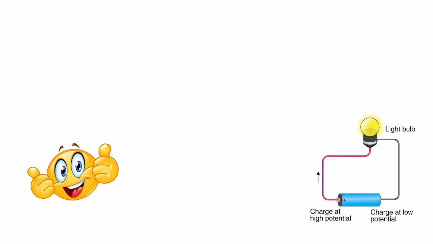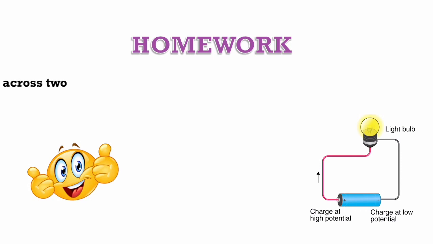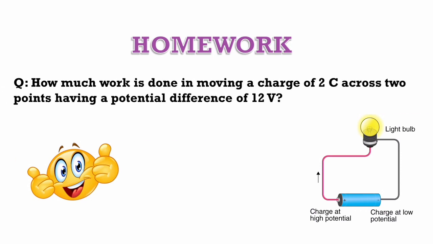Now, let me give you a homework question. How much work is done in moving a charge of 2 coulomb across a point having potential difference of 12 volt? Find out the answer and drop your answer in the comment box. I hope you have understood the concept of electric potential and potential difference.